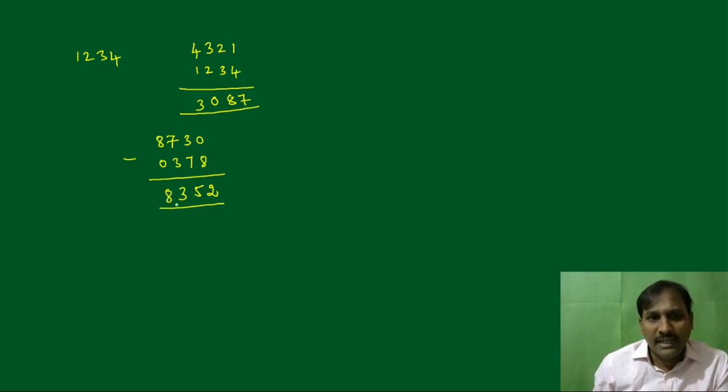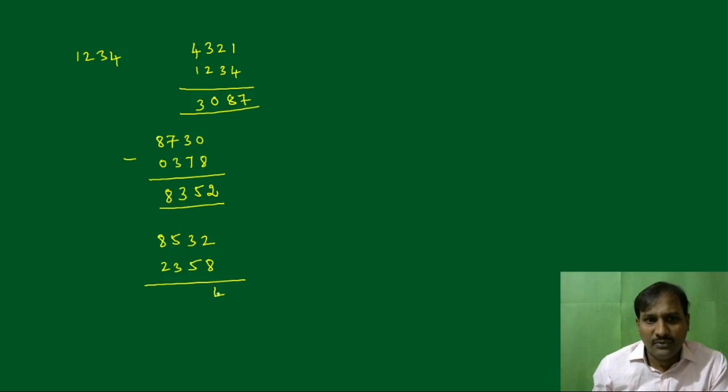Repeat the step again. Write them in the ascending order and also in the descending order. That is, 8, 5, 3, 2 is the descending order. 2, 3, 5, 8 is the ascending order. So here 12 minus 8 is 4, and 12 minus 5 is 7. Next, 4 minus 3 is 1, 8 minus 2 is 6. 6, 1, 7, 4.